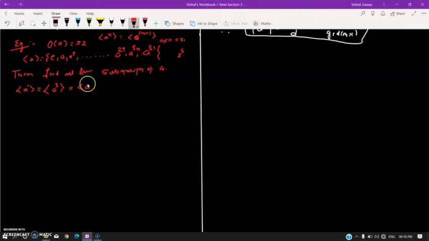A raised to 4 won't be there, A raised to 5, yes. A raised to 6, no. A raised to 7, yes. A raised to 8, no. A raised to 9, yes. A raised to 10, no, A raised to 11, yes. A raised to 13, yes.